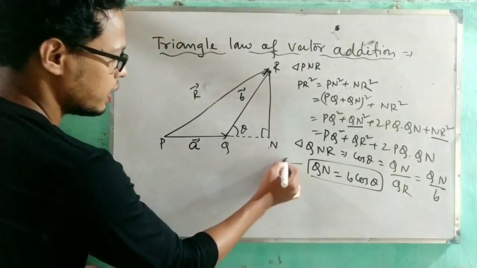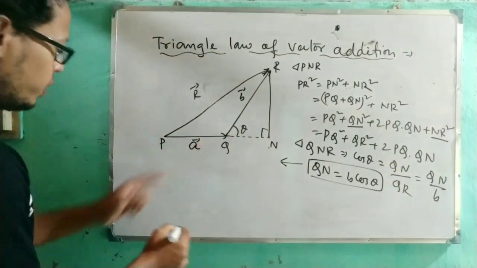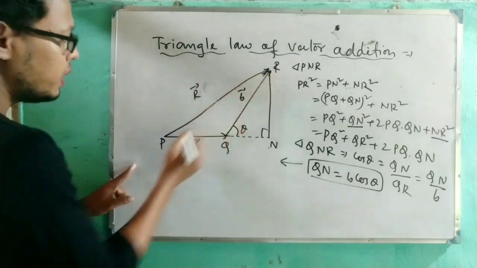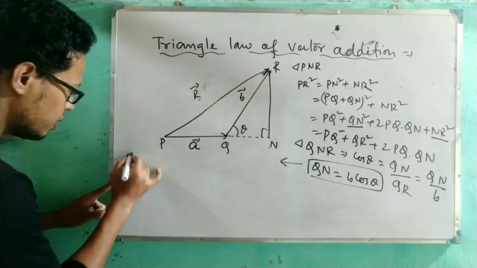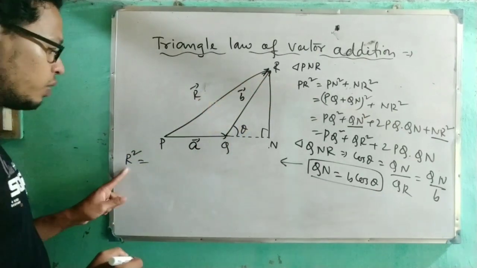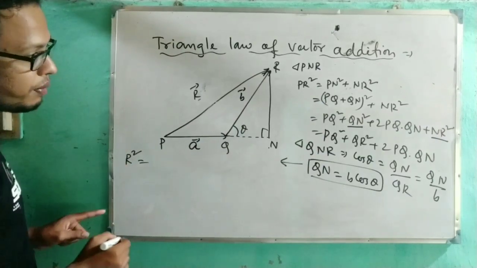Okay. Again come over here. Now put it in R square. See, R square means this is R, R square I am writing. I am finding the value of magnitude only. So R square I am writing.